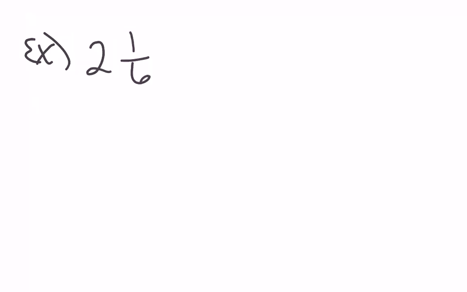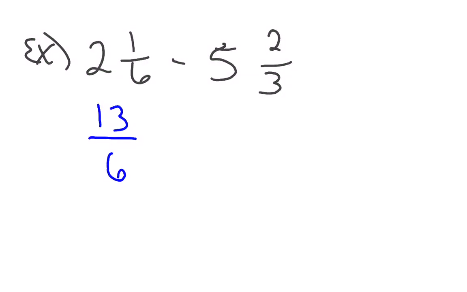2 1/6 minus 5 2/3. So first and foremost, we need to change these mixed numbers to improper fractions. So take the whole number times the denominator and add the numerator. So 2 times 6 is 12 plus 1 is 13. Keep the same denominator. 5 times 3 is 15. 15 plus 2 is 17.